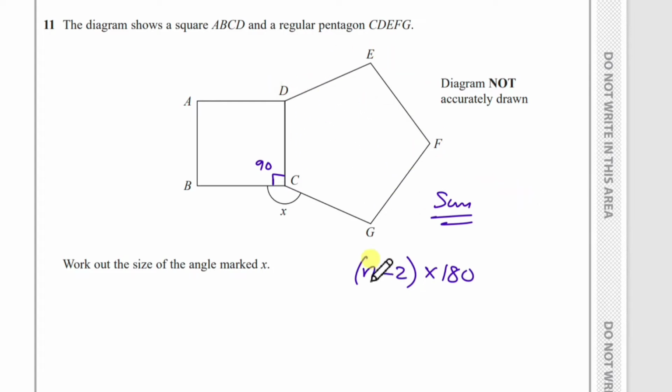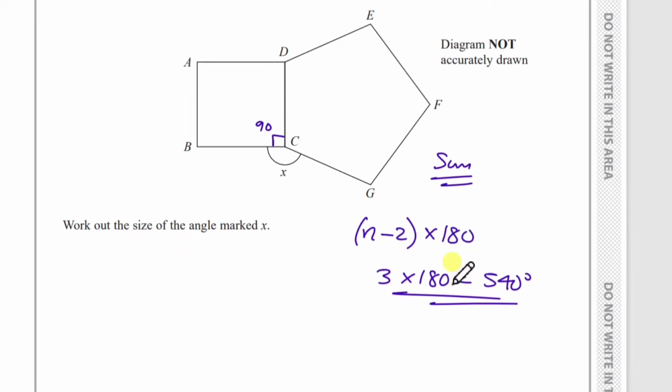Because you've got a pentagon, it's 5 sides, so it'll be 5 take away 2, which is 3. And you times it by 180. And if you do that, you get 540 degrees. So this means that the sum of all these angles inside is 540. Well, because we know it's a 5-sided shape and it's got 5 angles, to get one interior angle, you divide it by 5. So in your calculator, 540 divided by 5 should give us 108 degrees. This means that one angle here is 108, and all of them, of course, are 108, and so on.